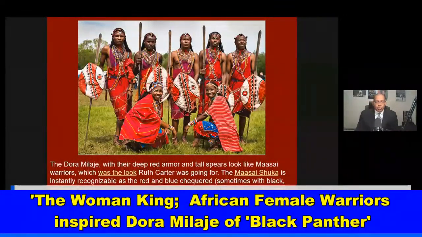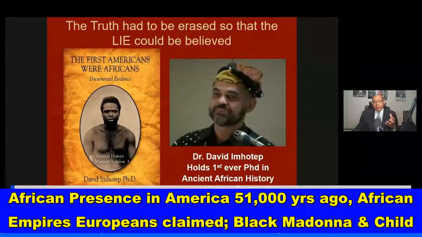The Maasai Shuka is instantly recognizable as the red and blue checkered, sometimes with black, yellow, or green, but red is always the base color. And this is the shawl draped over the semi-nomadic Maasai. Okay, so there's so many African influences in the film Black Panther.